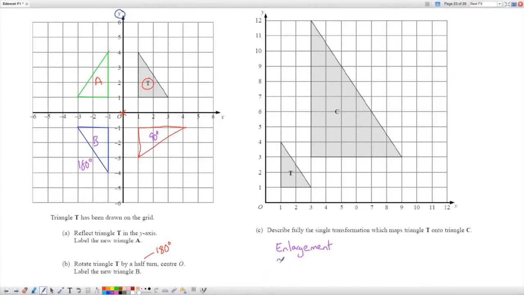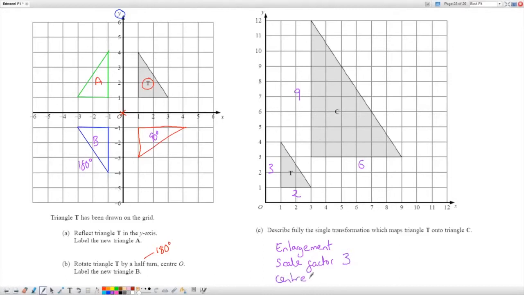Second mark is by saying the scale factor. How many times bigger is this triangle? Well, let's take a look. The base here is 2, and here we have 6. The height here is 3. Counting along here, we have a height of 9. So in this case, the number we have multiplied to get from 2 to 6 and from 3 to 9 is 3. So the scale factor is 3.